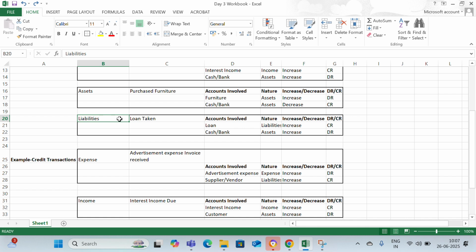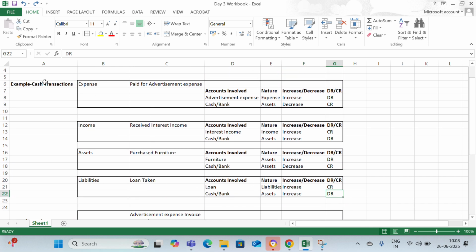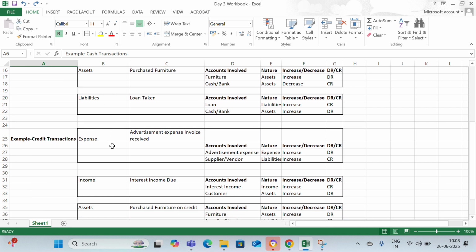Similarly for liabilities, let's say I have taken a loan. For taking the loan, the two accounts involved are the loan account and the cash and bank account. Loan account is a liability, cash and bank account is an asset. When the liability increases, it is credited. When the asset increases, it is debited. This is the example from the cash transactions.